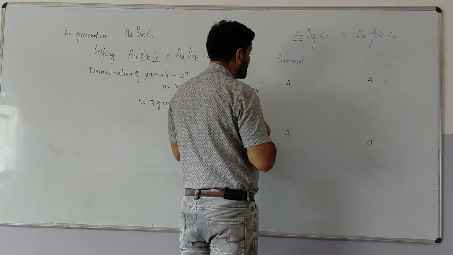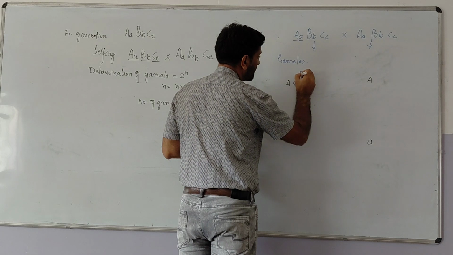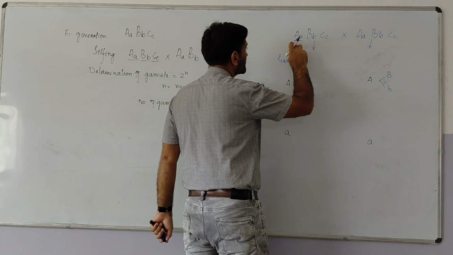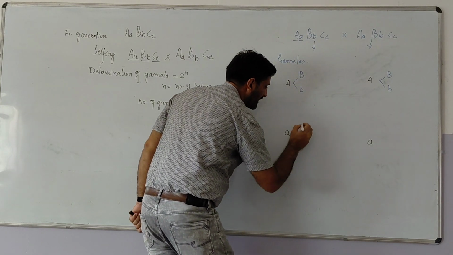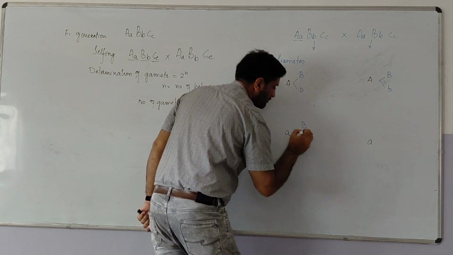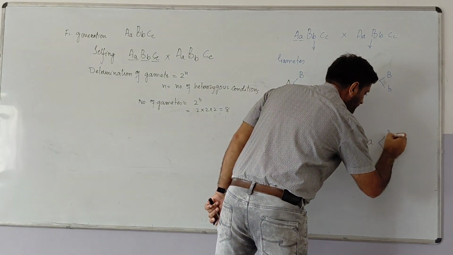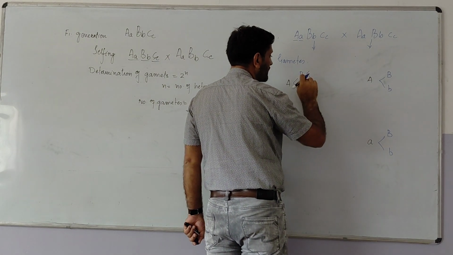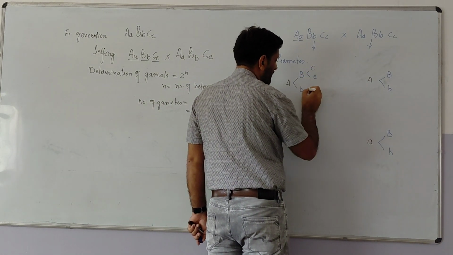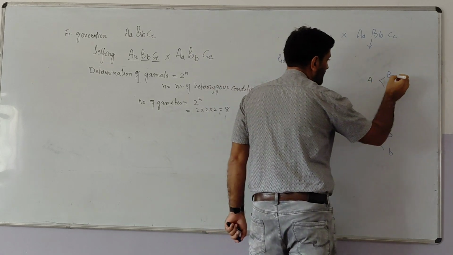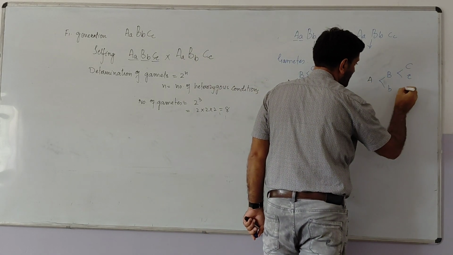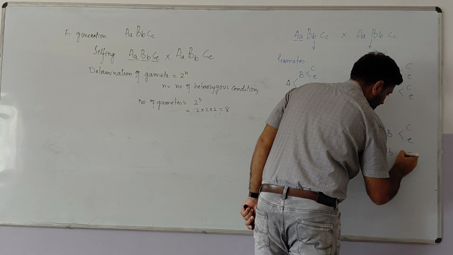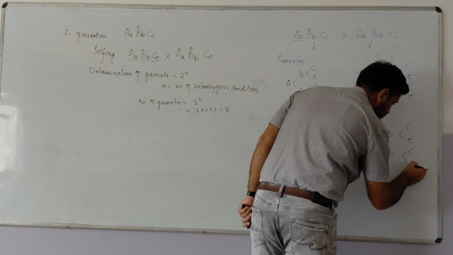This capital A is crossed with capital B, small b. Also this one will be crossed with capital B, small b. Also this small a is crossed with capital B, small b, and this small a is also crossed with capital B, small b. Now remains capital C, small c. Each B will be crossed with capital C, small c, and here also capital C, small c.